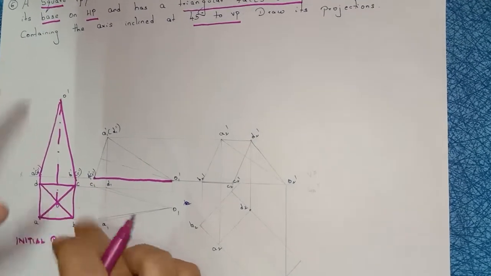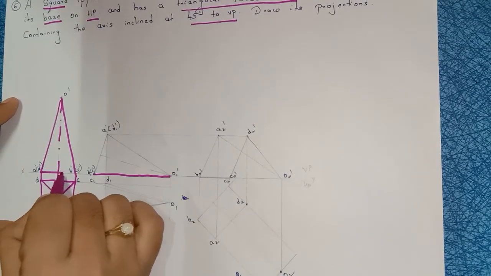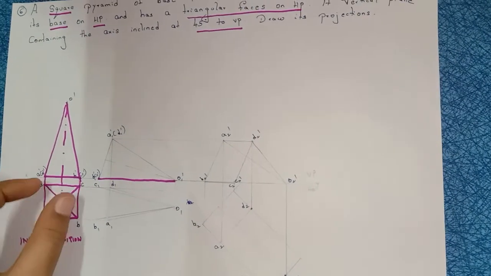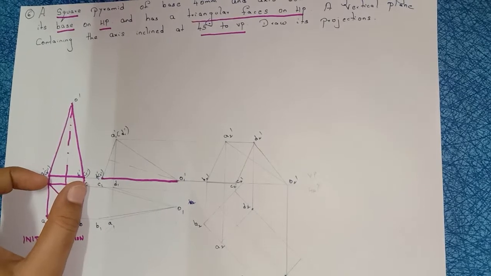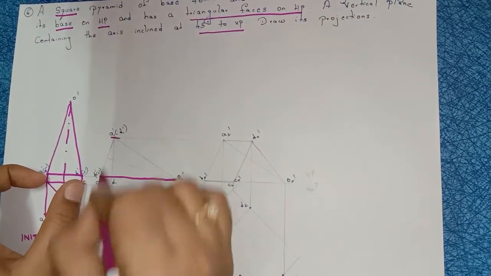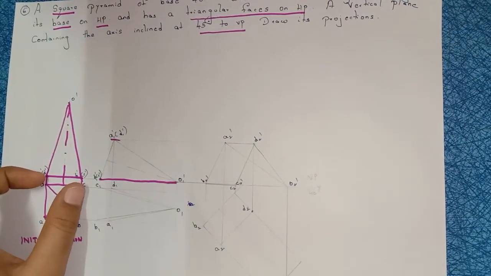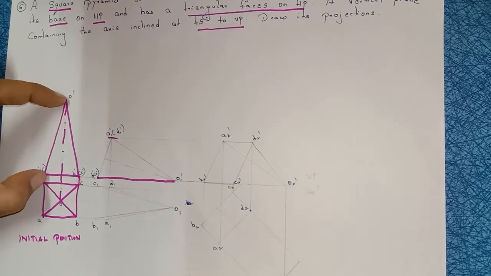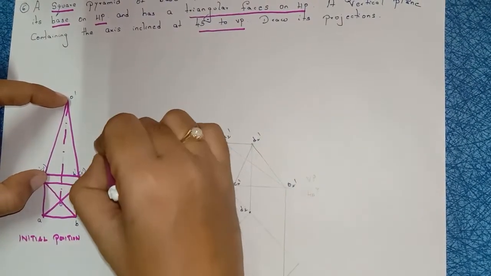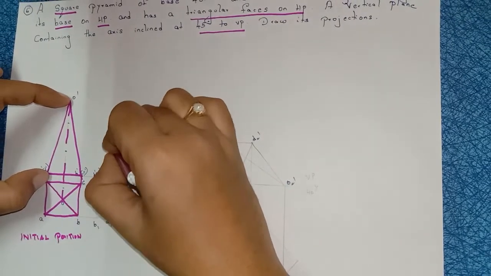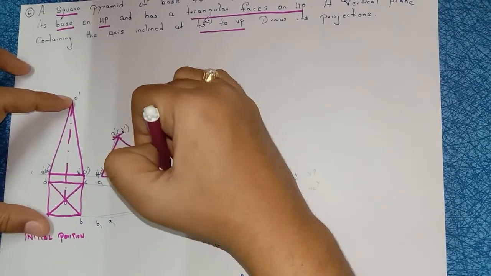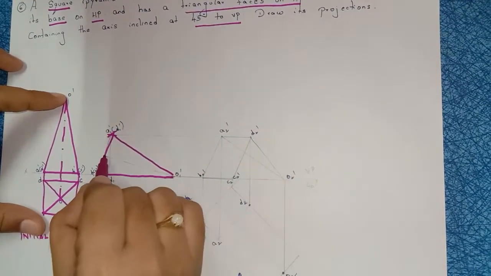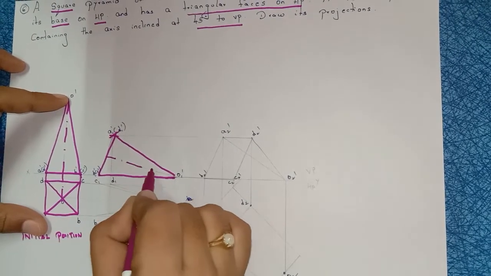Then next what I will do? From A dash to B dash, this length is how much? Take this length with the help of compass. Keep your compass here. Draw an arc. This face is completed. Then next coming to this face from O dash to A dash. Take this length with the help of compass. Keep your compass here. Draw an arc. Same, this triangle we have to draw here. Right? After that from the midpoint draw the axis line.